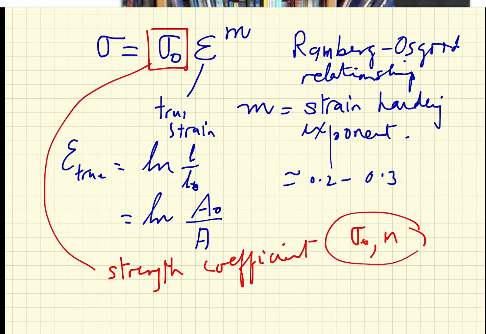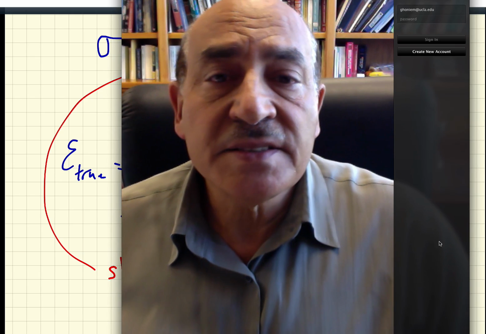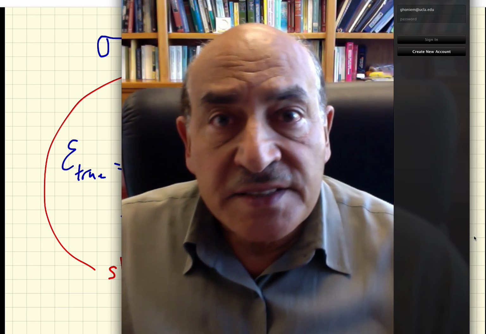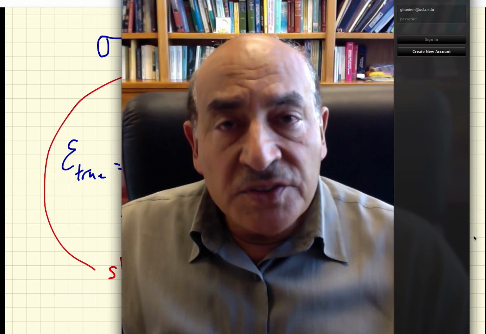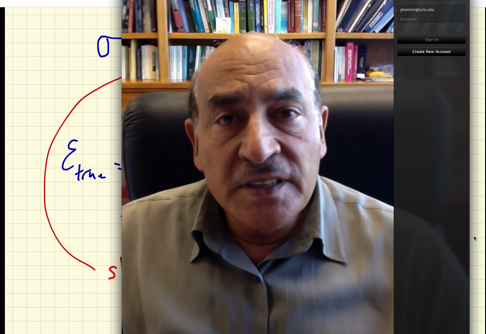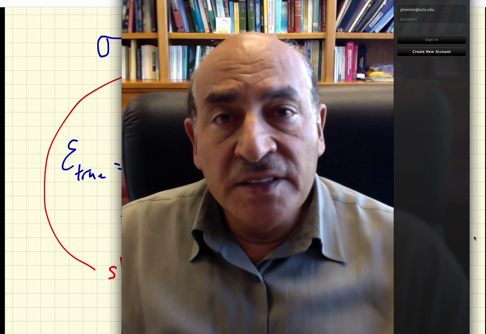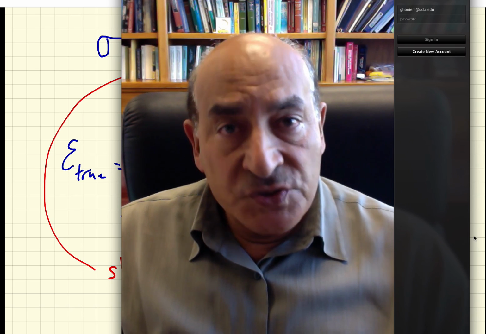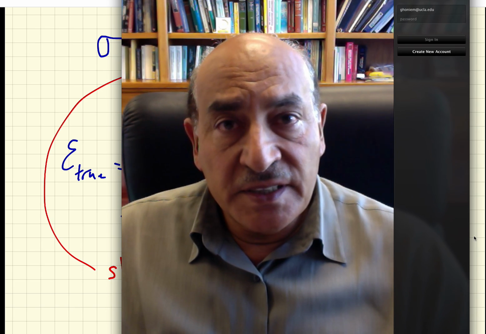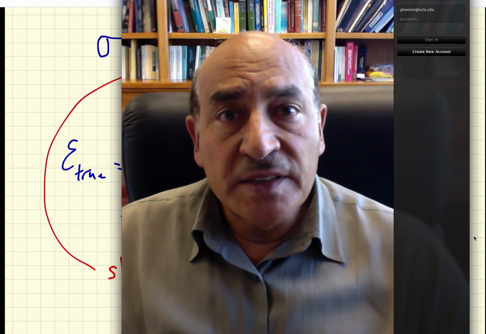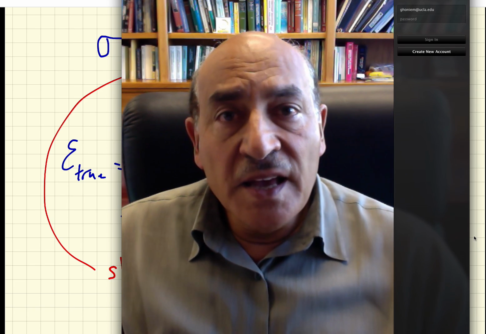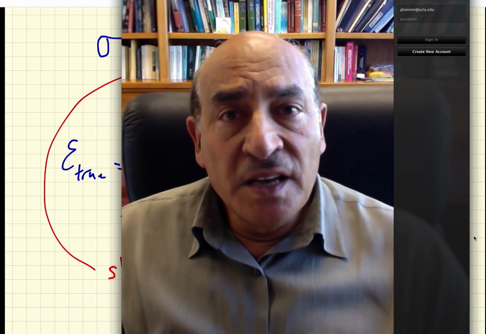Once you know those, then you would know the relationship between the true stress and the true strain, and we could use it to determine the realized strength of the material as a result of cold work. So assume that we have these two numbers, the strength coefficient and the strain hardening exponent.